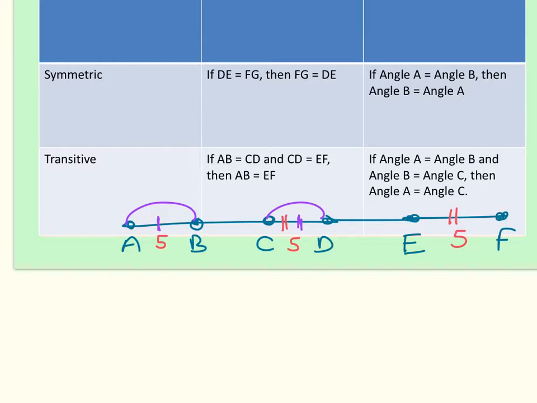Same is true for angles. So if angle A equals angle B and angle B equals angle C, then angle A equals angle C. We've taken out the part that repeats and joined the other two together. Questions so far?